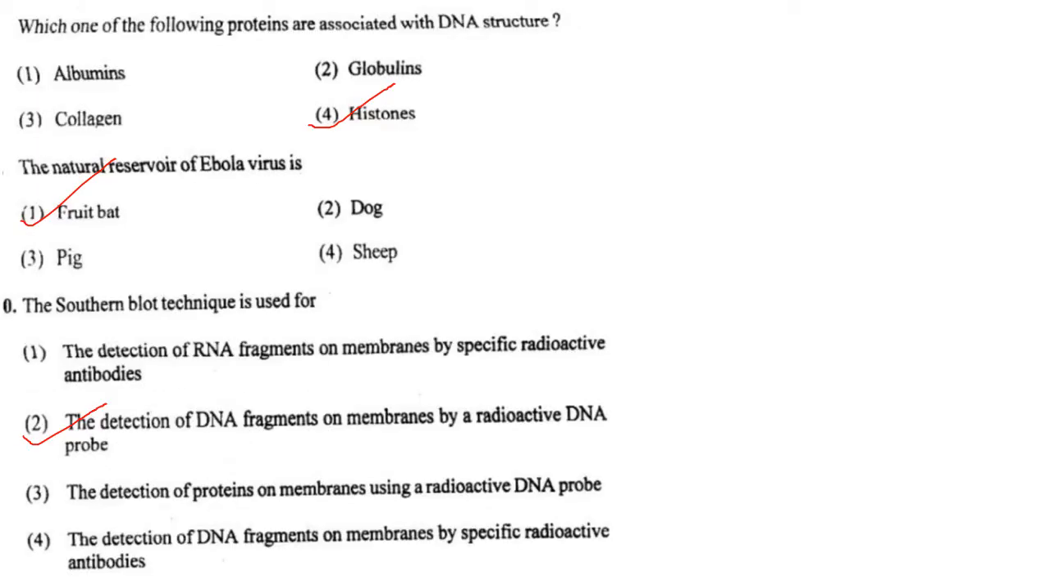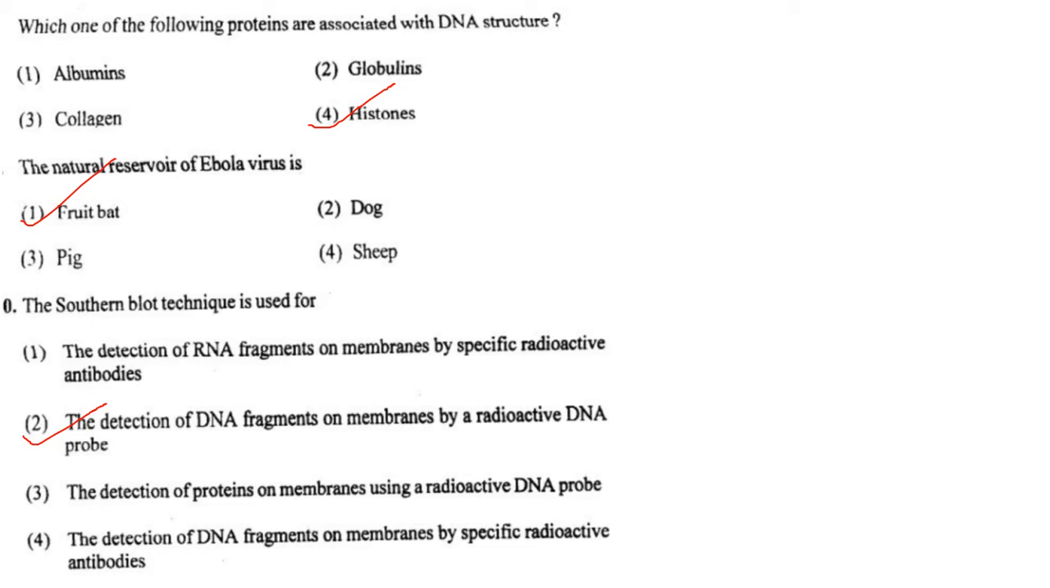Next one. Which of the following proteins are associated with DNA structure? Option 1, albumins; 2, globulins; 3, collagen; 4, histones. Answer is option 4, histones. The natural reservoir of Ebola virus is option 1, fruit bat; 2, dog; 3, pig; 4, sheep. Answer is option 1, fruit bat.